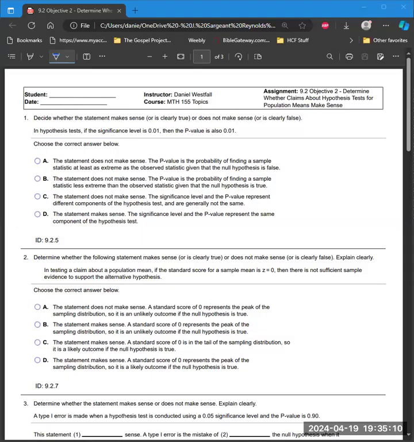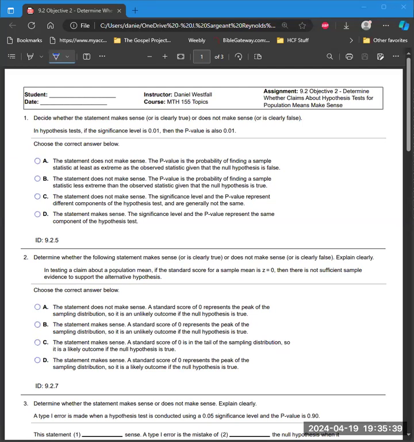In this video, we're going to talk about 9.2 Objective 2, where we determine whether claims about hypothesis tests for population means make sense. So question 1 asks us to decide whether the statement makes sense or is clearly true or does not make sense or is clearly false. In hypothesis tests, if the significance level is 0.01, then the p-value is also 0.01. No, that's not true. That doesn't make sense.